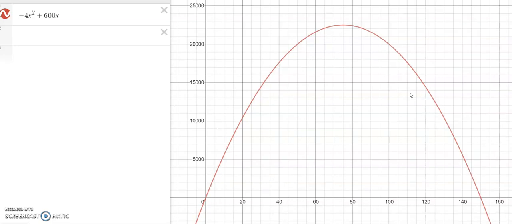You can do this on your calculator too with the window option, but it's a lot harder going back and forth trying to find it, and this isn't going to be on the test, so we're just trying to do an easy visual way here. Okay, now what was the question?